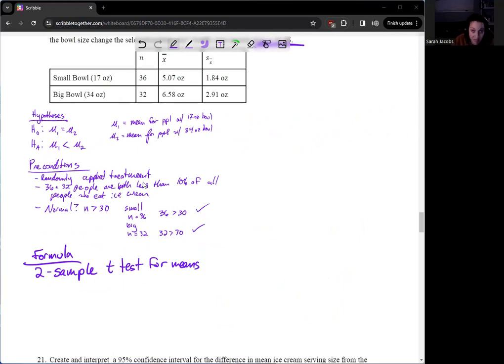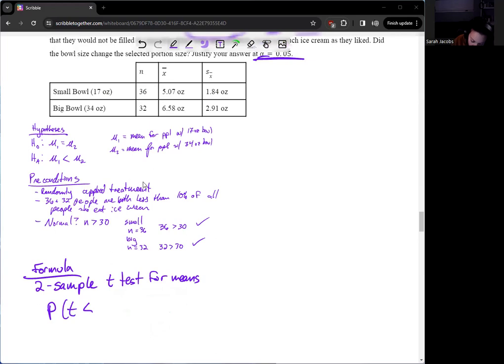And our t-value, we're basically looking for the probability that the t-value we get is less than a specific value. So we'll get that actually from our calculations. So it's just going to be like our value minus our other value over the standard error. So let's look at our calculations.